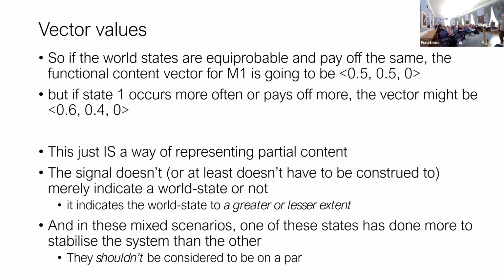So the signal doesn't have to indicate a world state or not. It can indicate a world state to a greater or lesser extent, which is at least partly what we're thinking of aiming for. So in these mixed scenarios, one of these states has done more to stabilize the system than the other, and so it's going to contribute more to the functional content of the signal. So there are degrees of content.